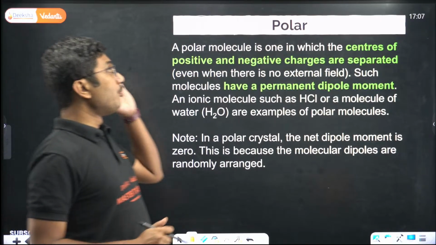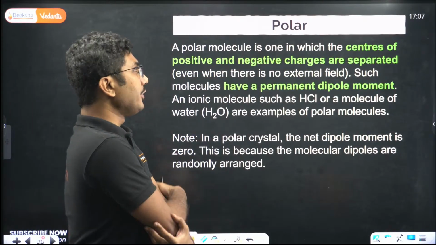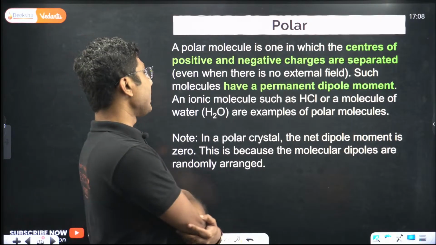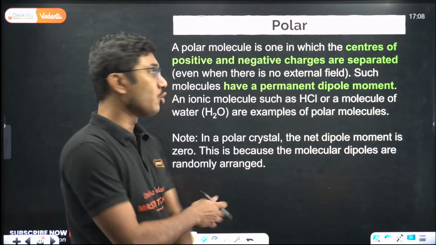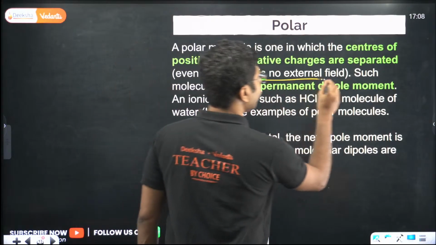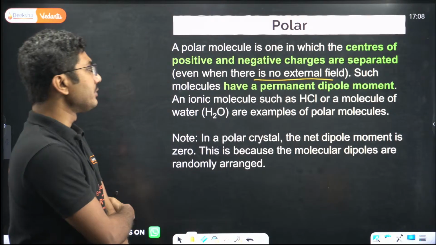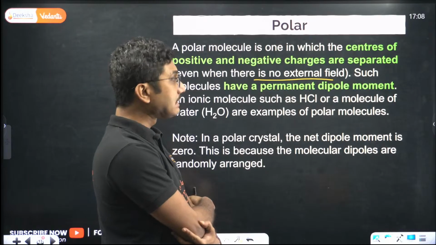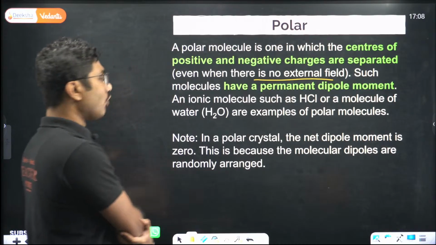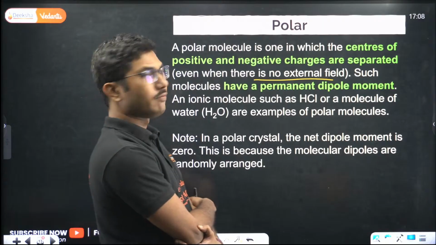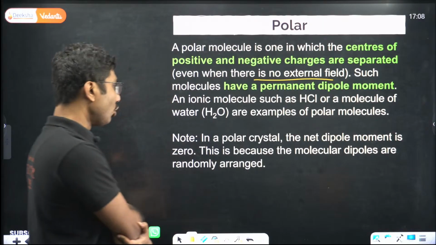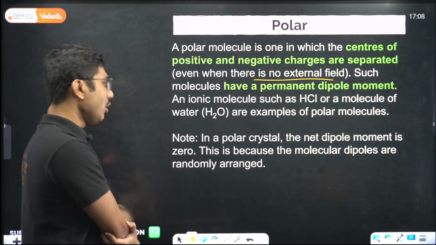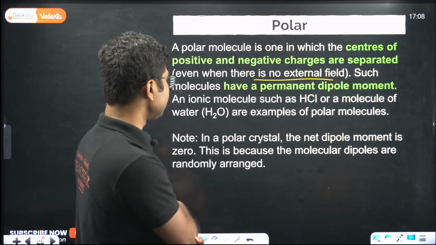A polar molecule is one in which the centers of positive and negative charges are separated even when there is no external field. Very important. Such molecules have a permanent dipole moment. An ionic molecule such as HCl or a molecule of water, H2O, are examples of polar molecules. Note, in a polar crystal the net dipole moment is 0, because the molecular dipoles are randomly arranged.